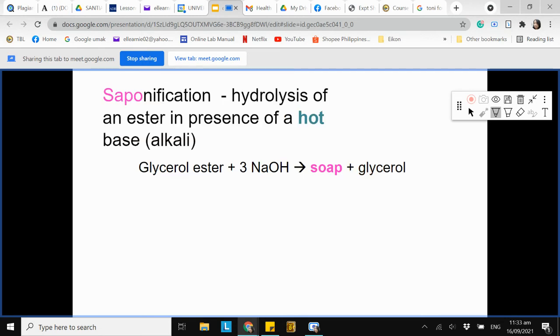Now here is the most common example of saponification with a hot alkali. You have ester plus sodium hydroxide, which will give you soap and glycerol. The soap being referred to here, most of the time, is like the sabon na perla. If you haven't seen a sabon na perla, ito po yung panlaba ng unang panahon. Yung iba pa nga dyan, pinanliligo daw talaga yung perla, lalo sa probinsya.